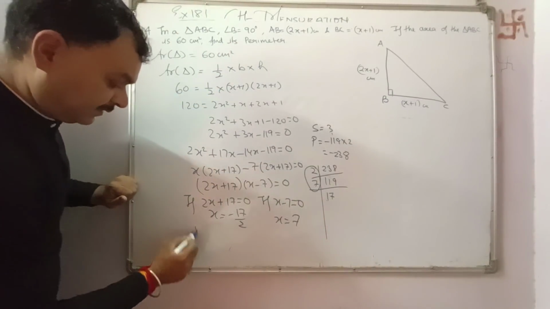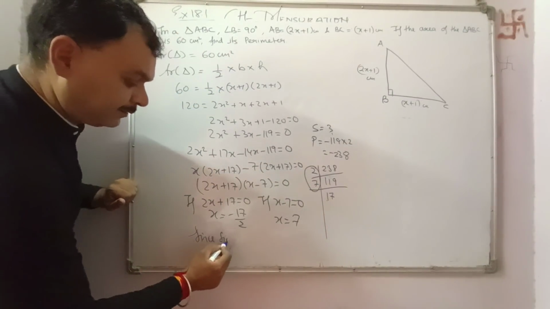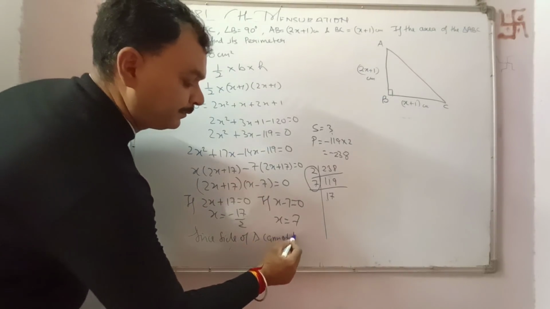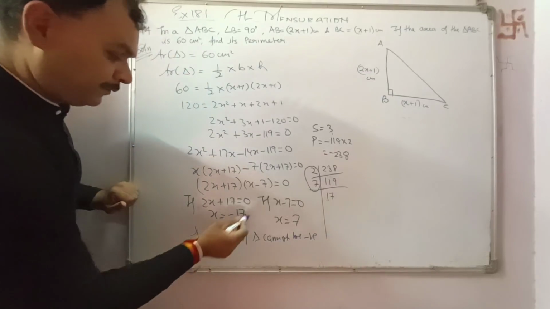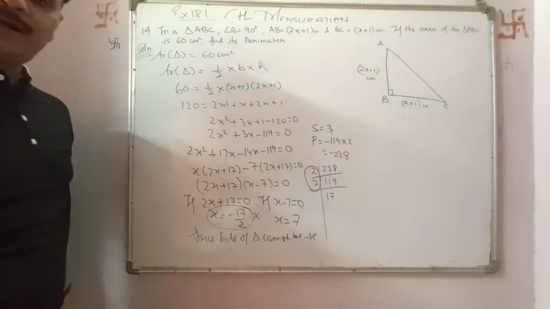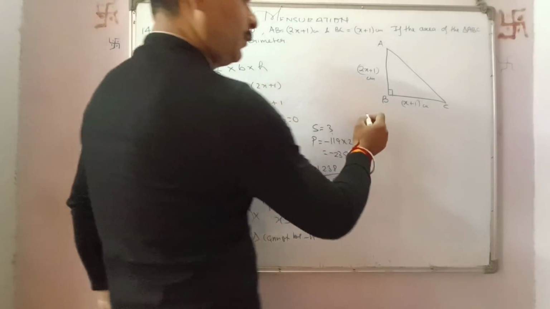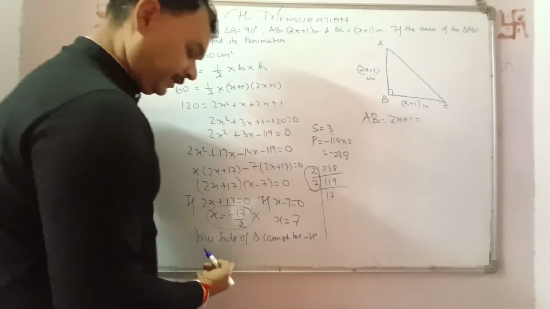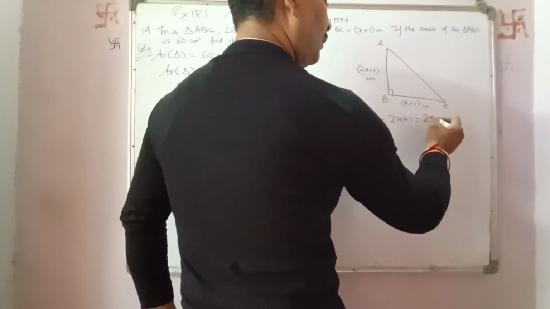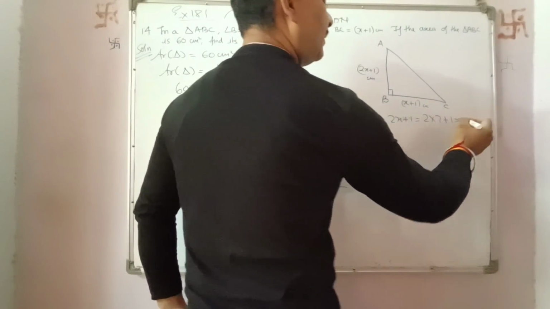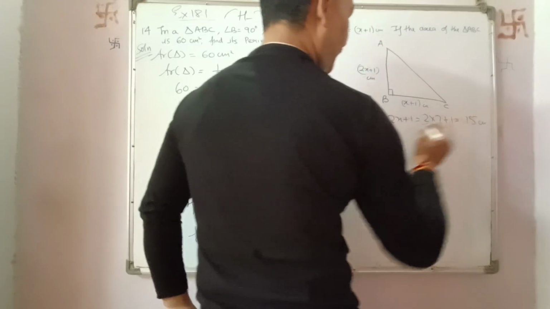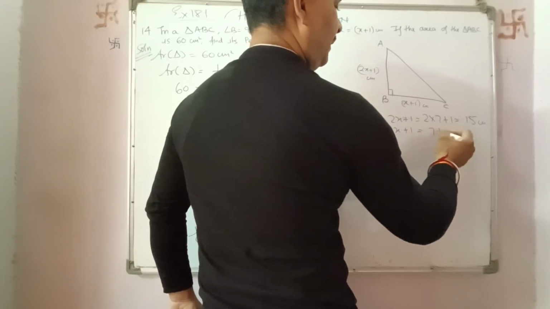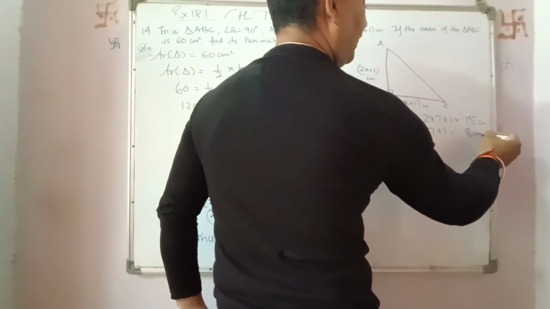Now since the side of a triangle cannot be negative, neglecting the negative value of x, what we get is AB, that is 2x plus 1, substituting the value of x, which is 7, so 2 into 7 plus 1, 14 plus 1 is 15 centimeter, and BC, x plus 1, that is 7 plus 1, 8 centimeter.